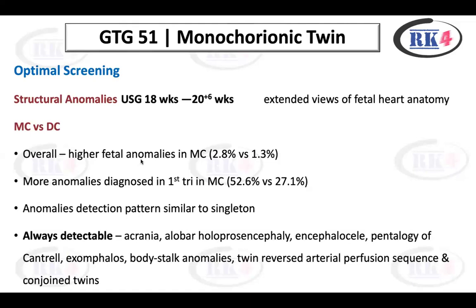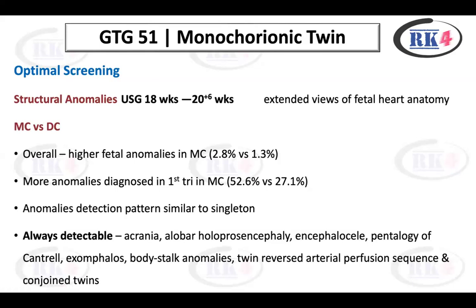Now they have talked about a pattern of detecting the anomalies. We all know that ultrasound can sometimes pick up an anomaly and can sometimes miss it. So the pattern is the same. It doesn't matter whether it's a single pregnancy or twin pregnancy, the detection from the scan would be the same. So what the guideline says is about the anomalies which are always detectable, and I found this information relevant, and I anticipate there could be a single best answer from here.